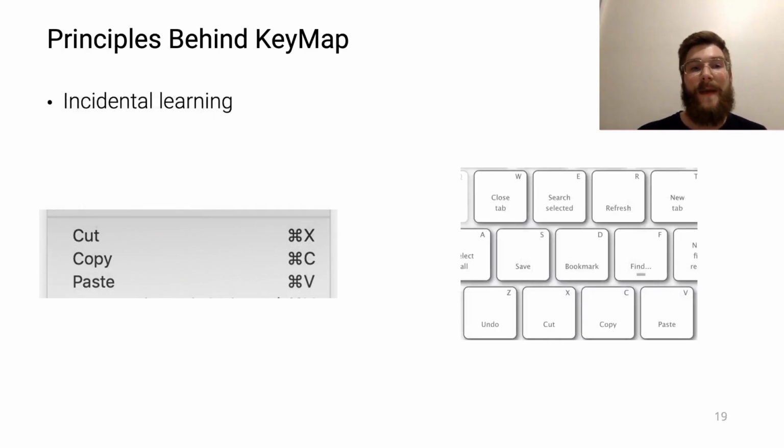And finally, KeyMap also takes advantage of incidental learning. We can remember shortcuts without ever entering them. So when we enter save all the time, we might have noticed that bookmark is beside save. And now if we want to bookmark something, we don't know what the shortcut is, but we know that it's beside save. So we can actually enter bookmark without ever opening KeyMap, just by pressing Command D, because we know it's beside save. And so KeyMap supports incidental learning.